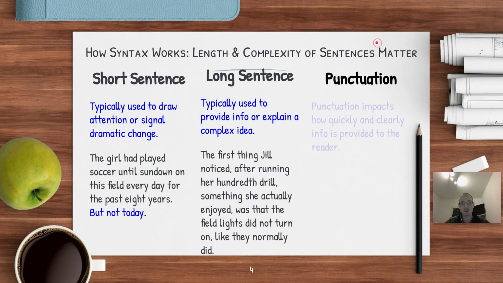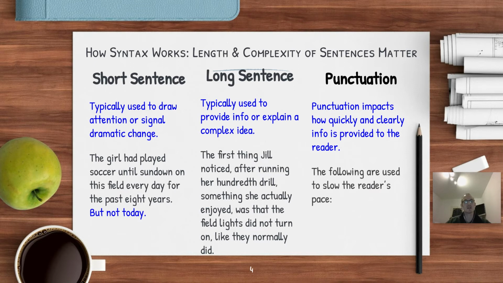And then punctuation, right? Punctuation impacts how quickly and clearly information is provided to the reader. So the following pieces of punctuation impact the reader in such a way that it slows them down. Commas, semicolons, brackets, dashes, and ellipses, right?